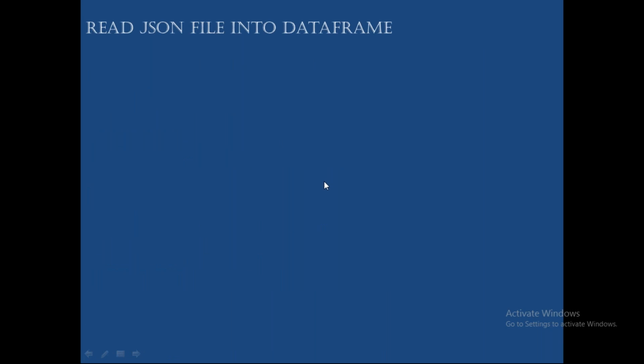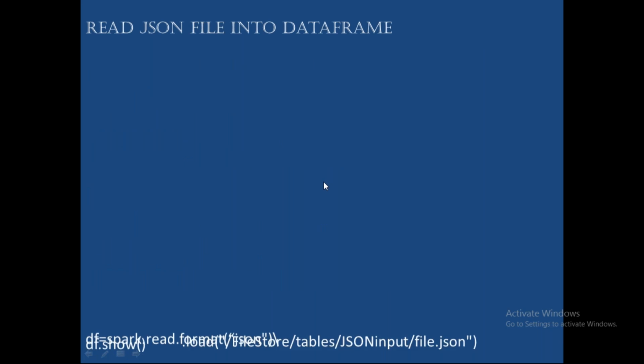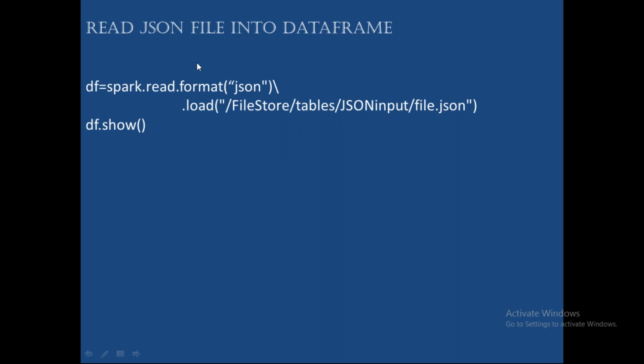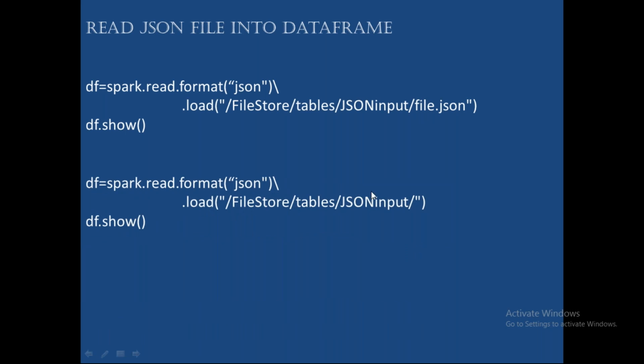Okay. So for reading a normal JSON file into a data frame, this is how you can read. Spark.read.format JSON, and I want to load this particular JSON file from this particular path. Here I'm mentioning a single file name, meaning you are reading a single file. Another syntax: here I'm mentioning up to the directory. If you mention up to the directory, and that directory has multiple files, you can read the multiple files.